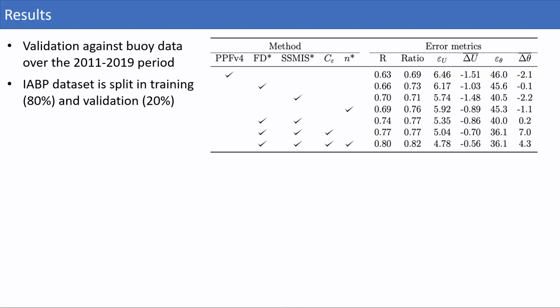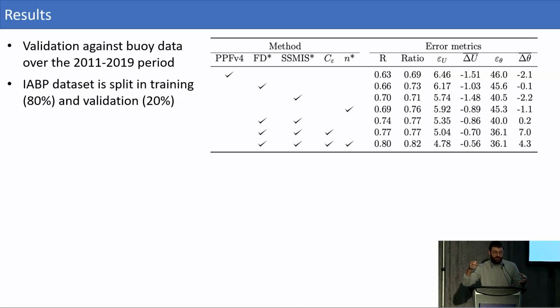Yeah. So moving on, I have two more slides about some results. There's a challenge with validation. We would like to validate against the buoy data, but it's the data that we use to construct the data set. So to work around this, we randomly take out 20% of the drift data from the IABP data set.